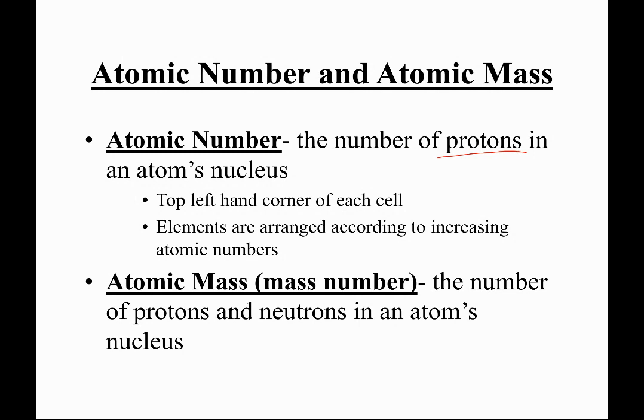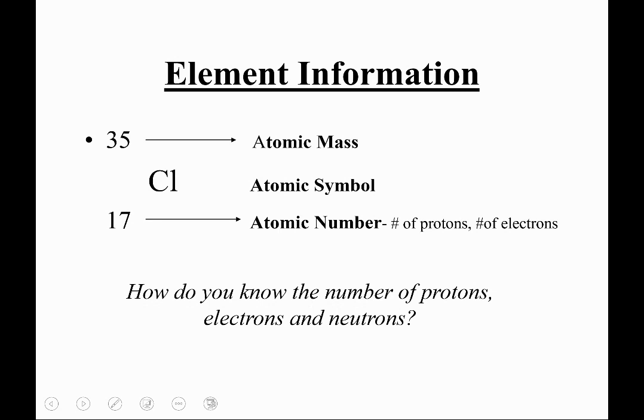Atomic mass, or the mass number, is the number of protons and neutrons combined in the atom's nucleus. For example, chlorine has an atomic number of 17. That means that's the number of protons in the nucleus. It's also equal to the number of electrons flying around the outside of the nucleus. The mass number, though, or the atomic mass, is 35. And remember, it is the number of protons and neutrons.